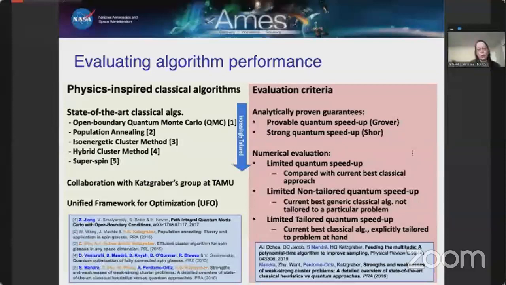Compare it with algorithms that give strong quantum speedup. And within numerical evaluation, you want to compare with the best approach, but look at whether they are tailored to the particular problems or not, because that can make a huge difference there. There's a lot of use for algorithms that are not so tailored and can be used generically.